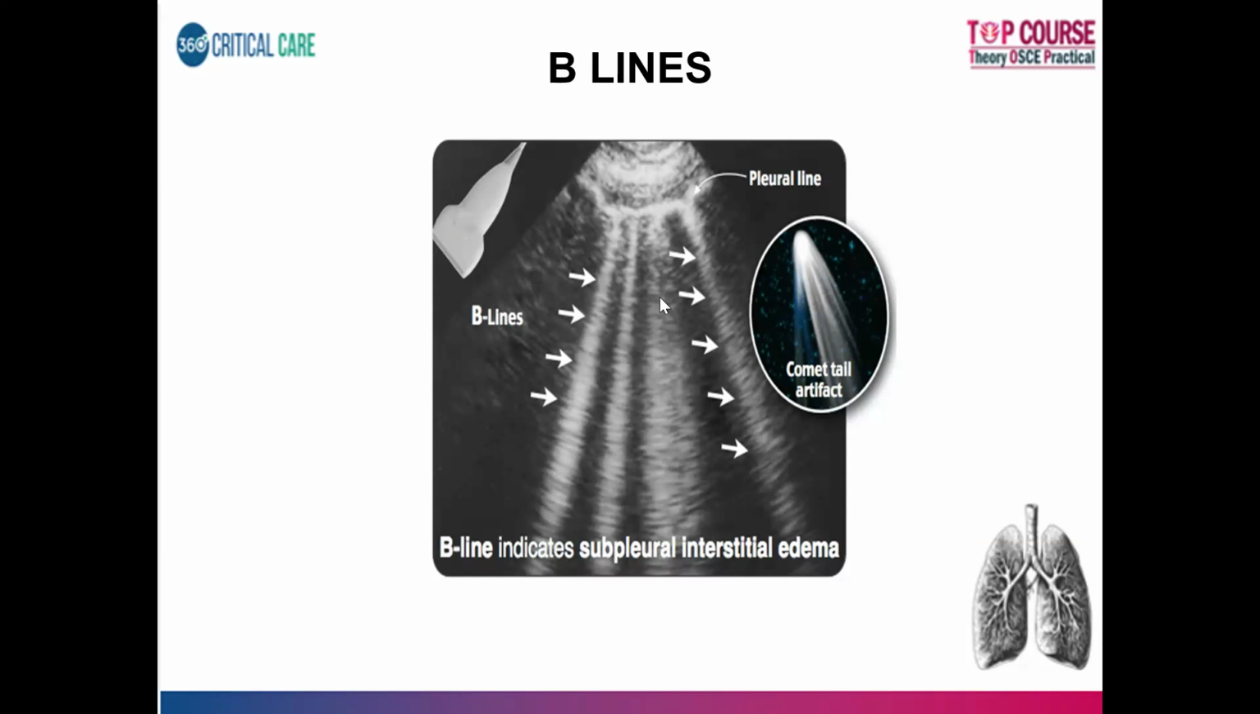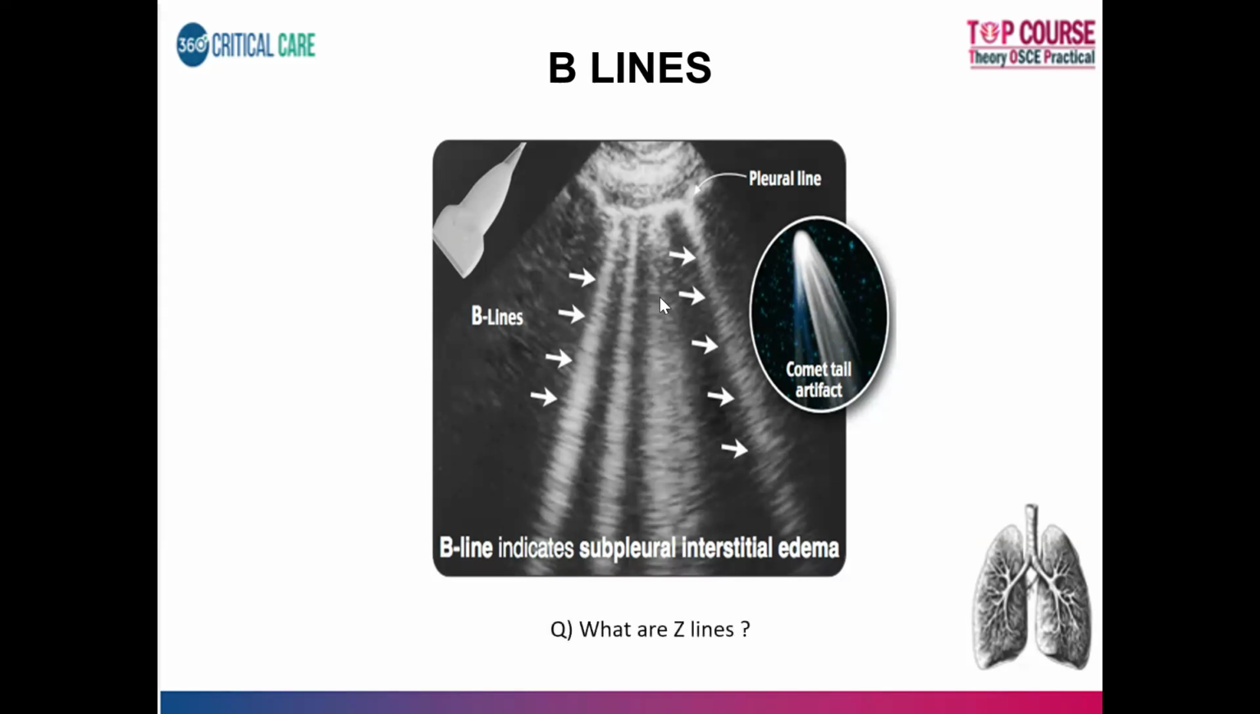But if more than two B lines are present, then it is indicative of the presence of interstitial edema. Okay, so that is the pathological finding. So that is about A lines and B lines, which are the most important things that you need to know in lung ultrasound.